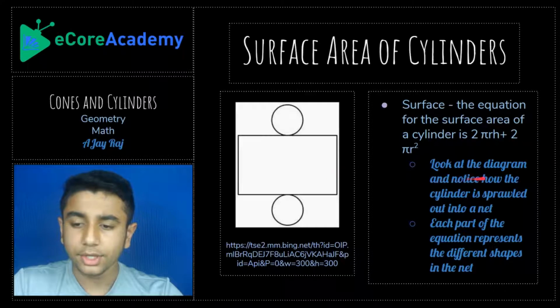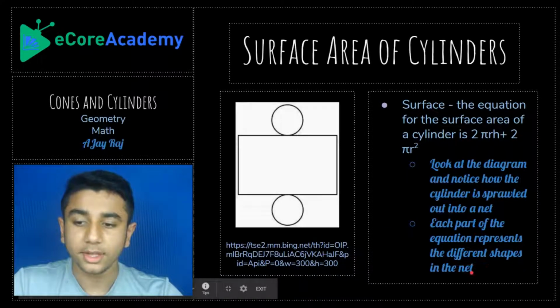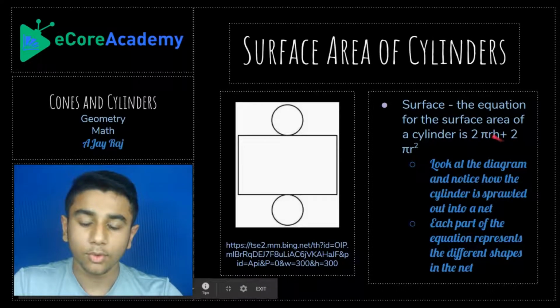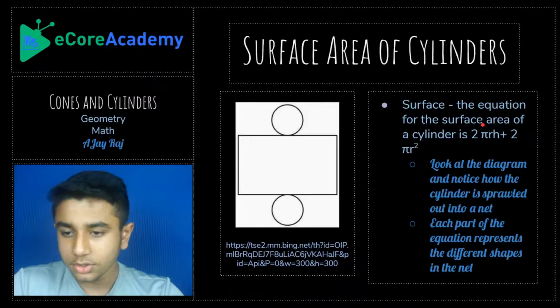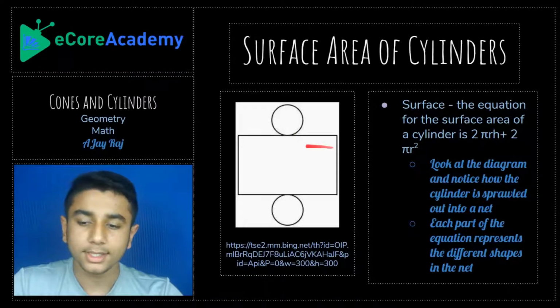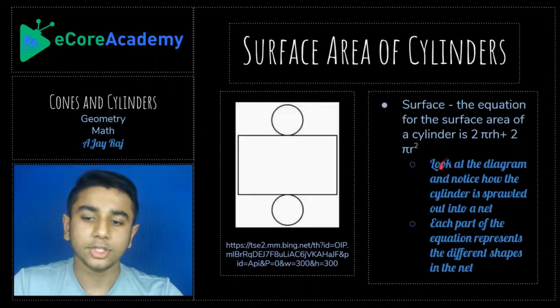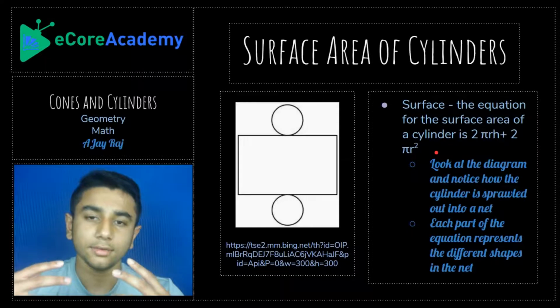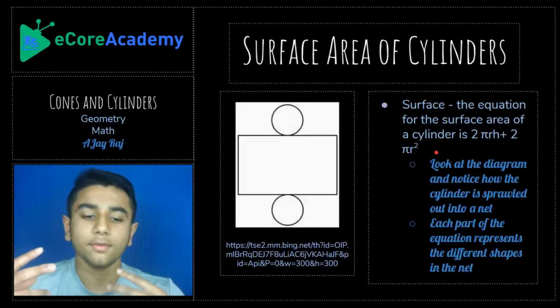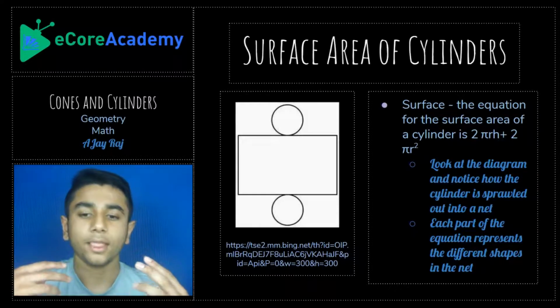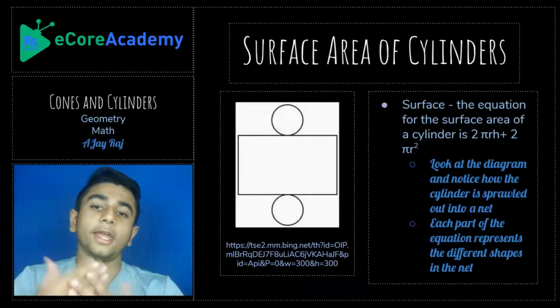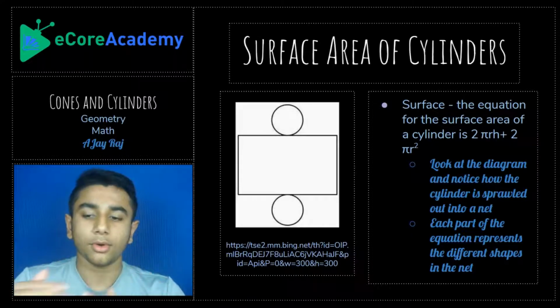And if you look at the diagram and notice, each part of the equation represents the different shapes in the net, and that's also what I stated before. That's actually very important here because they're actually related terms. So 2 pi r h in the form of a rectangle is actually defining the body of a cylinder. So it's all relative in geometry. All these terms are very relative with each other, and surface area and volume basically go hand in hand with each other, and that's also very important.